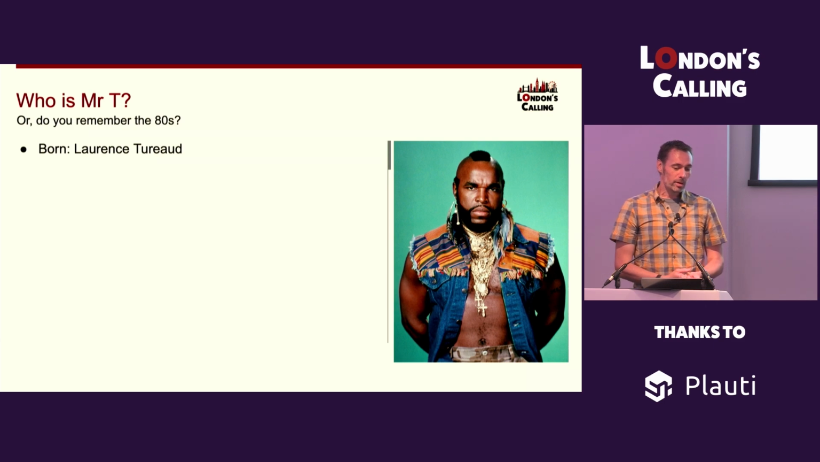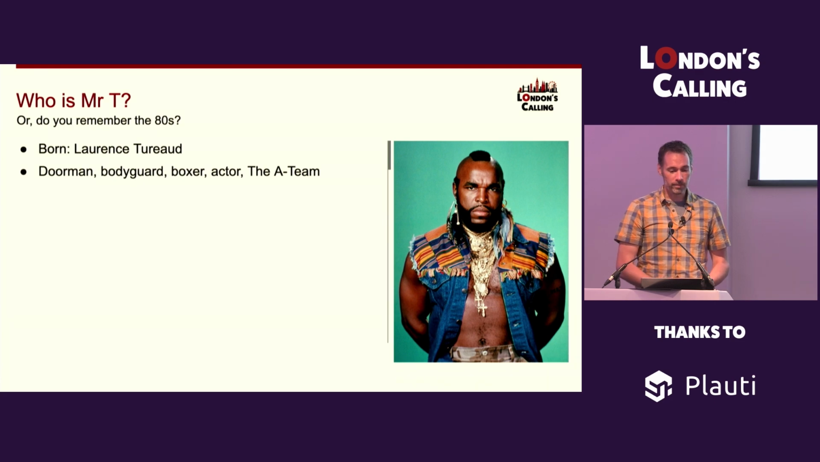So he was born as Lawrence Tureaud, and as he tells it, he decided to call himself Mr. T because when he was a child, growing up in Chicago, white people would refer to even his dad as boy, as a sort of disrespectful way of talking to them. And he wanted to make sure that the first thing people said when they addressed him was Mr. and not boy. And he had a varied career.